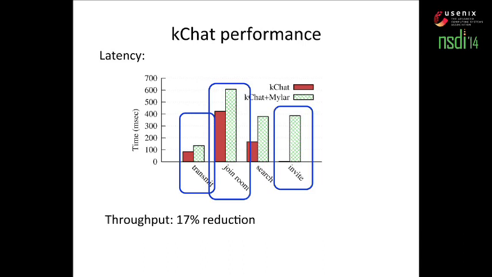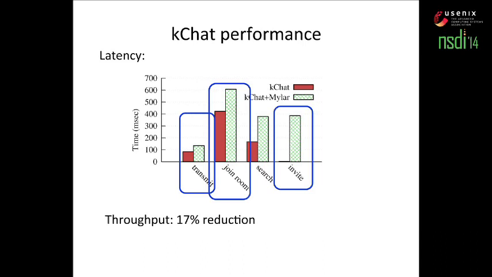So the latency overhead for the most common operation, transmit in kChat, was 50 milliseconds. And for the other operations it was also less than a few hundred milliseconds. The throughput reduction in number of messages per second was 17%. This is compared to kChat without Mylar and with Mylar. So we basically conclude that for a large class of applications, Mylar provides modest overhead.